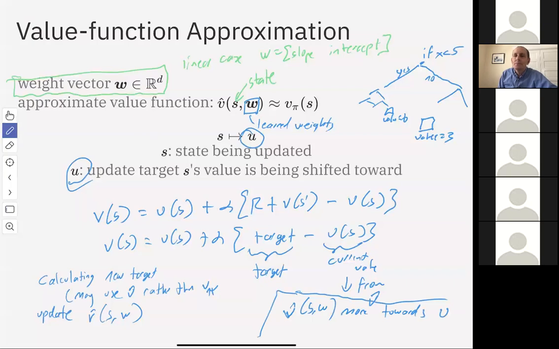You could change the weight vector. Yep, that's all you can change, right? You're not going to change how we've defined V hat. All you can change about it is the weight vector. And so that is what we're going to be doing. We're going to be updating the weight vector over time, right?